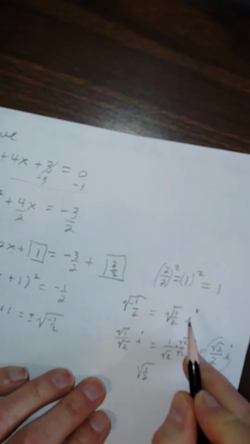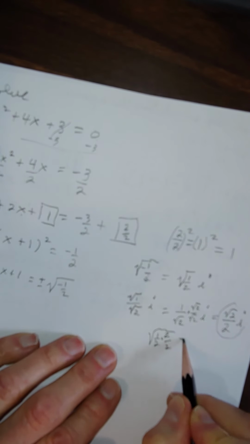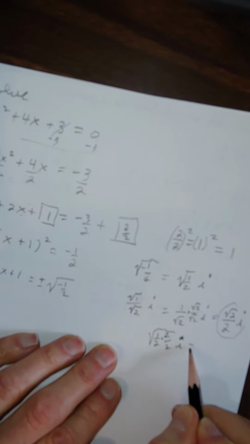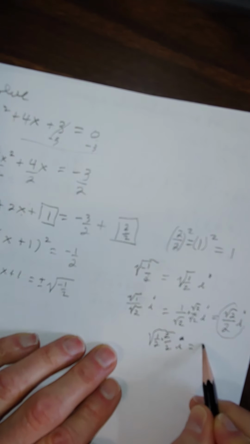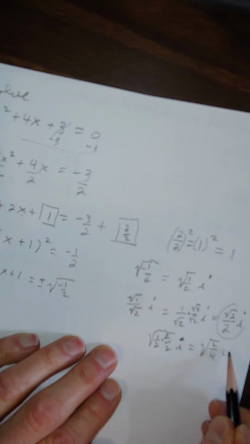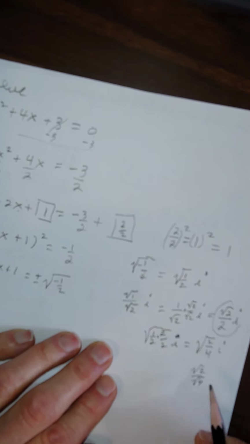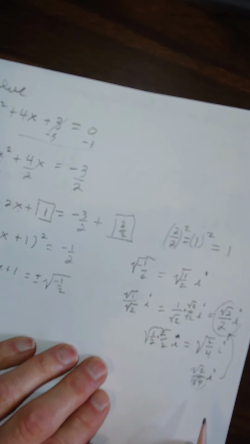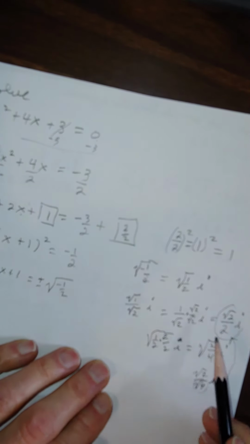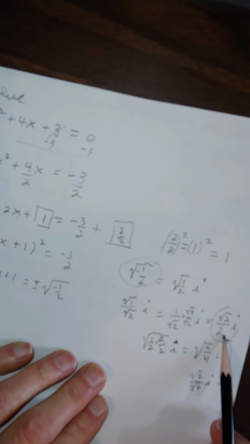Or back at this step right here, we could just, inside here, multiply by 2 over 2. That would work also, times the i. That's 1 times 2 is 2. So we have the square root of 2 over 2 times 2 is 4, times the i. And then write it as the square root of 2 over the square root of 4, times the i. But the square root of 4 is 2, so we're right back to that answer again. So the square root of negative 1/2 is just the square root of 2 over 2 times that i.